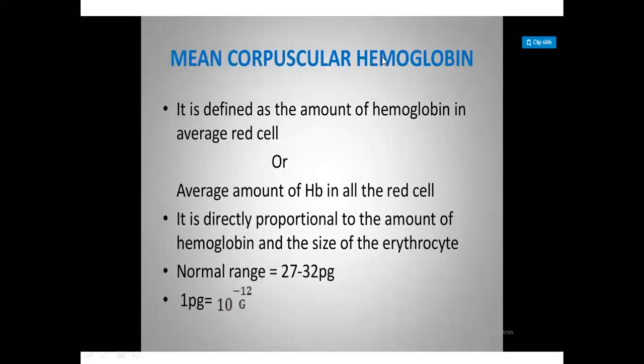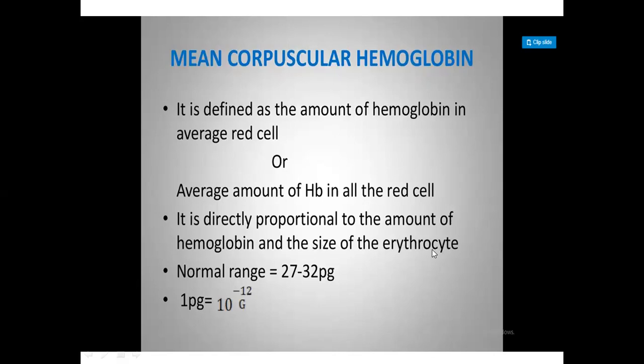Mean corpuscular hemoglobin is defined as the amount of hemoglobin in the average red cell, or the average amount of hemoglobin in all the red cells. It is directly proportional to the amount of hemoglobin and the size of the erythrocyte. What does this mean? It means that when hemoglobin increases, mean corpuscular hemoglobin increases. When hemoglobin decreases, mean corpuscular hemoglobin decreases. That is what it simply means.